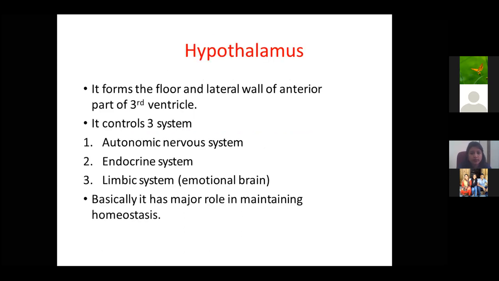Coming to the hypothalamus. The hypothalamus forms the floor and lateral wall of the third ventricle. Mainly it controls three systems: the autonomic nervous system, the endocrine system and the limbic system. The limbic system is concerned with emotion and memory, all these are controlled by the limbic system.